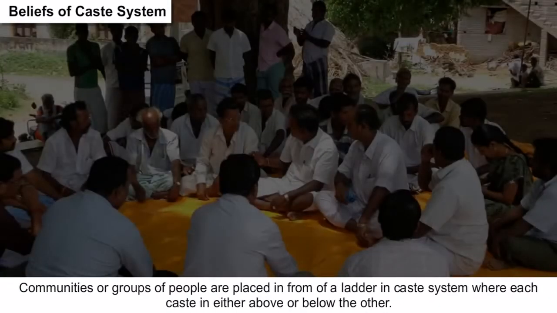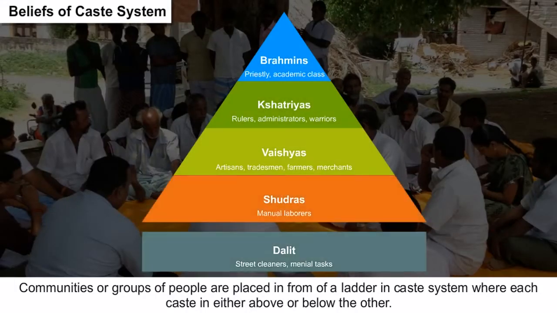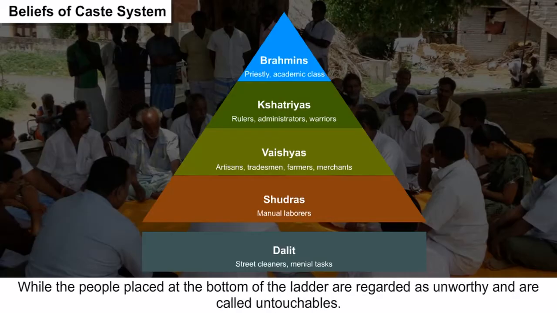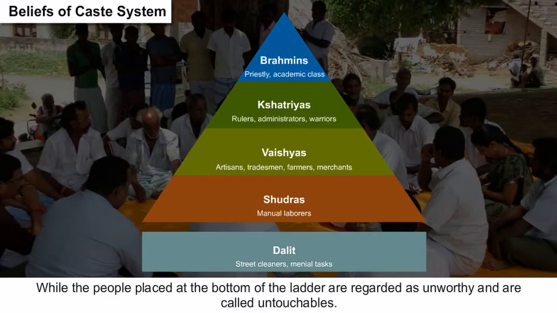Communities or groups of people are placed in the form of a ladder in the caste system, where each caste is either above or below the other. People on the top of the ladder regard themselves as upper caste and see themselves as superior to others, while the people placed at the bottom of the ladder are regarded as unworthy and are called untouchables.